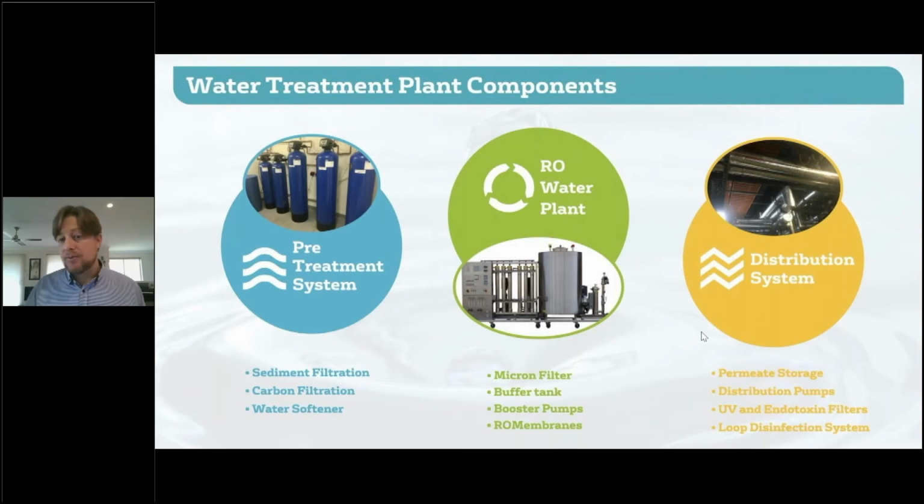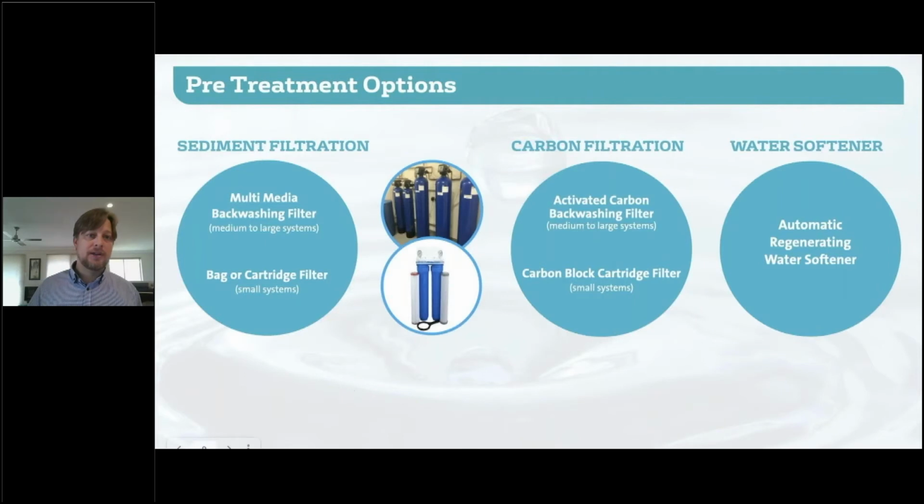And then you have your distribution system. Distribution system includes your permeate storage tank, includes your distribution pumps and your ring main, your polishing equipment being UV and endotoxin filters, and of course your loop disinfection system. And it is a critical component of your solution, as all are. So go into a little bit more detail. So let's first look at pre-treatment options.